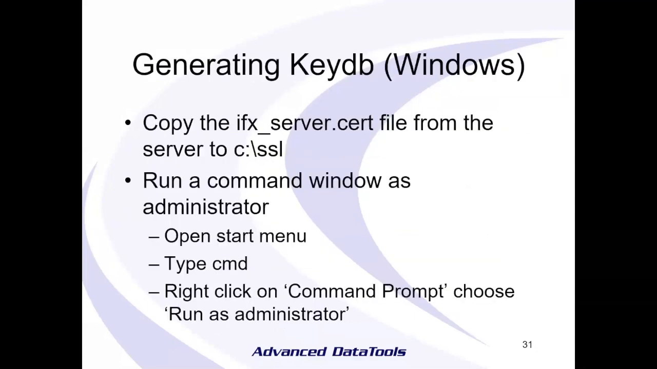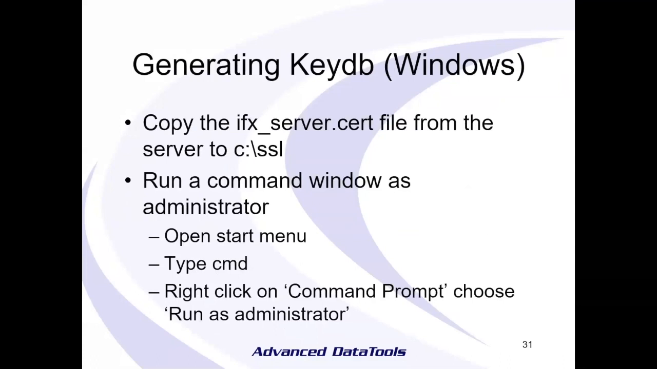So, generating our keydb in Windows. First thing is we're going to get our cert file, the same one we pulled in our earlier steps when setting up the Unix client. Same cert file, we just pull it over onto our Windows box. For example here, I'm going to just put it into our C:\SSL directory.